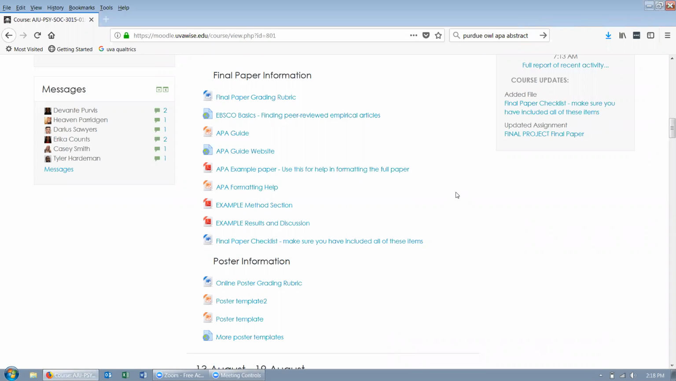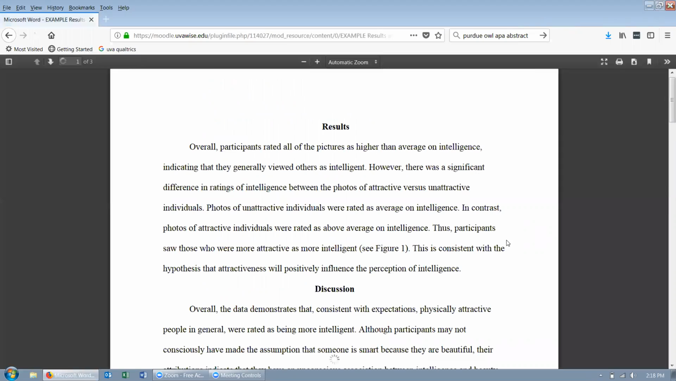The last two sections you're going to write as if you've actually conducted the study, collected the data, and analyzed it, even though you don't actually have to do these things. You'll simply be writing what you would expect to find if you did. So for the results section, what I'll be going through is an example. You can take a look at this PDF of an example results section.